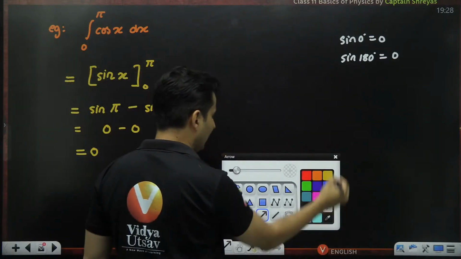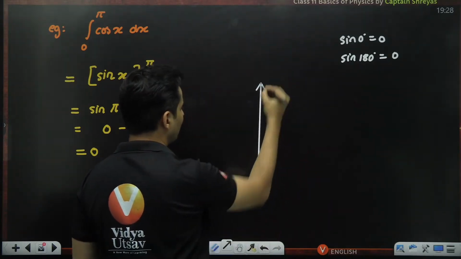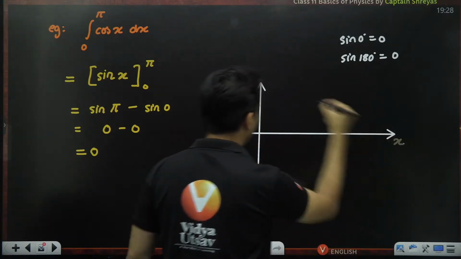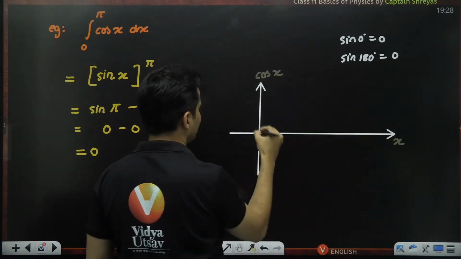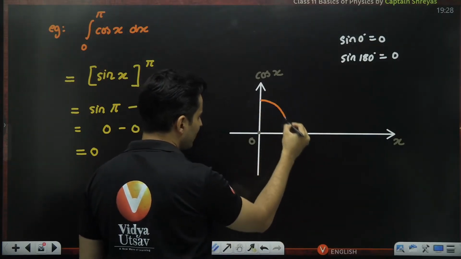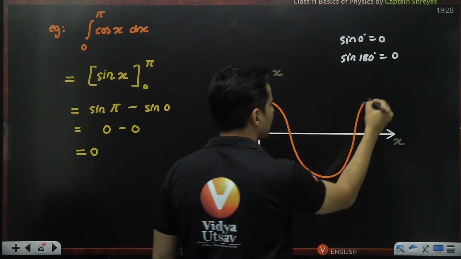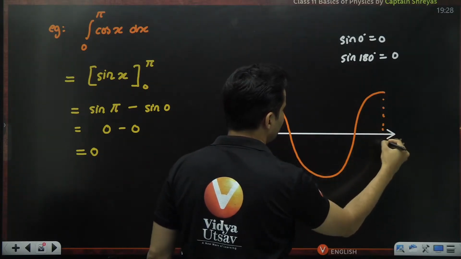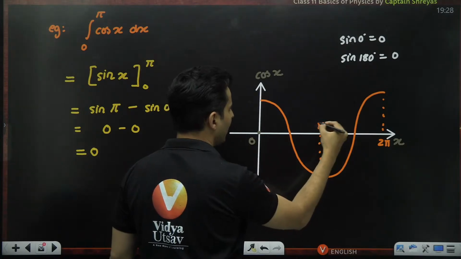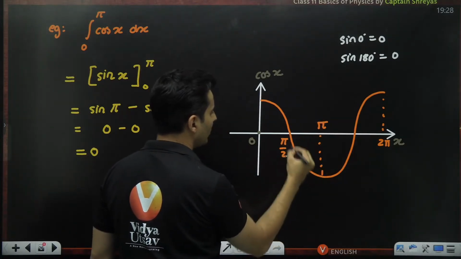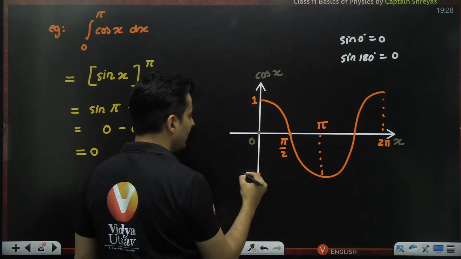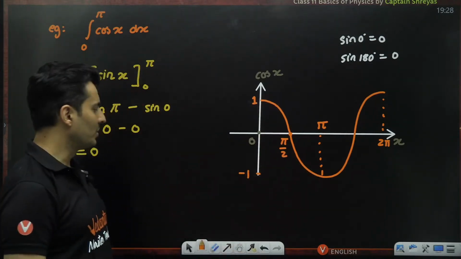But when you see the graph, things start becoming even clearer. Say for example, this is our x, this is our cos x, this is our 0. The cos graph starts from 1, goes like this, and like this. This is 2 pi. This is pi. This is 90 degree. Cos 90 is 0. Cos 0 is 1. Cos of 180 is minus 1. This is how it goes.